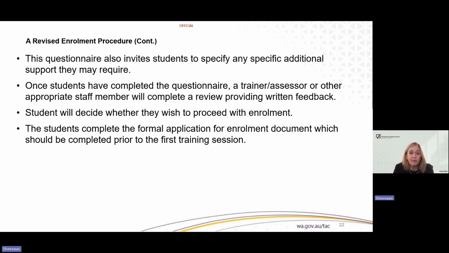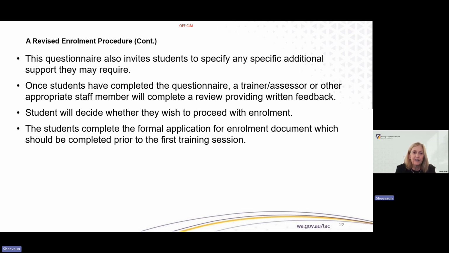Once the students have completed the questionnaire, a trainer, assessor, or other appropriate staff member, yet to be determined, will complete a review providing written feedback. Okay. So the student will decide then, based on the written feedback, whether they wish to proceed with the enrolment and/or the employer in this particular case, because sometimes at that point, students deselect themselves and go to their employers. And then finally, the students will complete a formal application for enrolment document, which should be completed prior to the first training session.